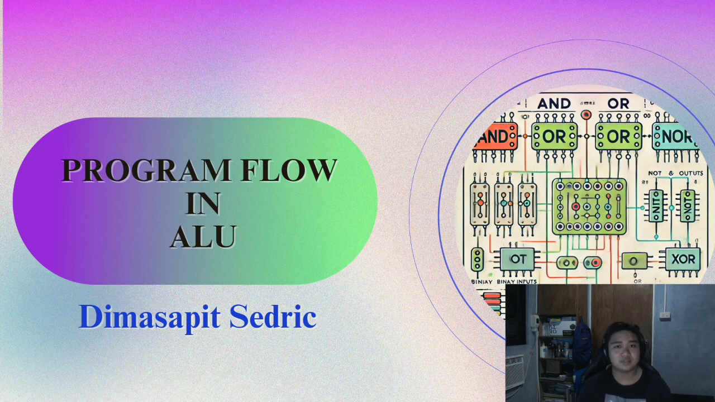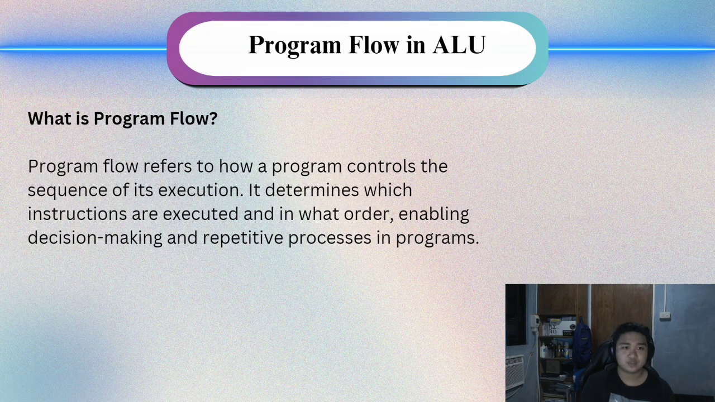Hi, my name is Giuseppe Cedric, and my topic for today is program flow in ALU. What is program flow? Program flow refers to how a program controls the sequence of its execution. It determines which instructions are executed and in what order, enabling decision making and repetitive processes in programs.